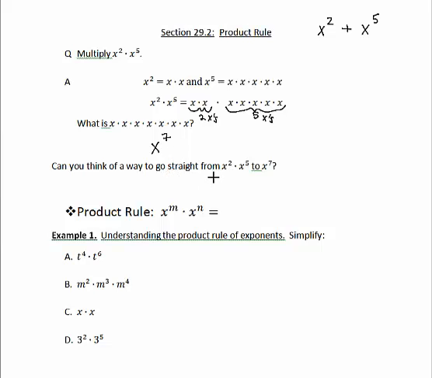And so another way that we could simplify x squared times x to the fifth, instead of expanding it out and then counting the x's, is to just simply note that we can add the exponents. 2 plus 5 is 7. So the product rule stated in general, when the bases are the same, and that's very important, if the bases are the same, and the base in this case is an x, the base of this exponential expression is x, what we can do is simply add the exponents.